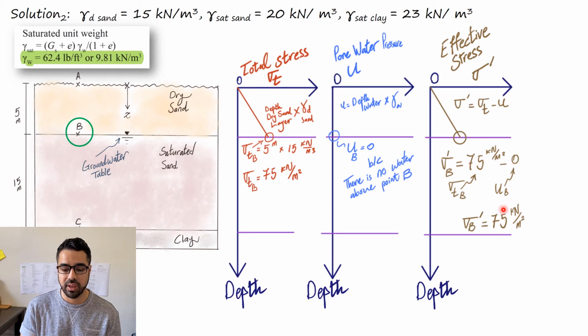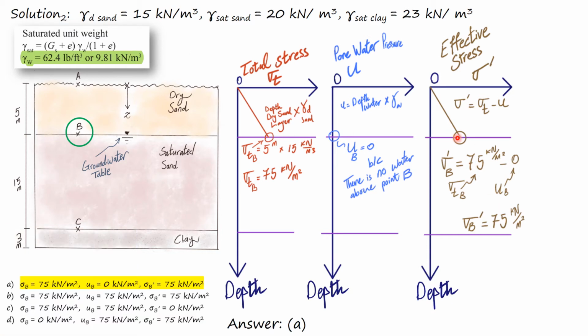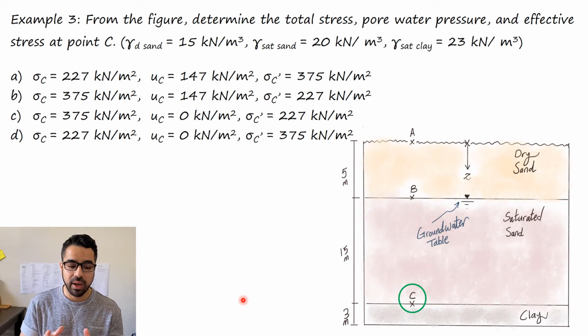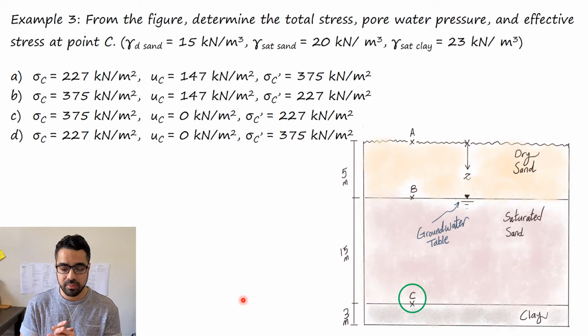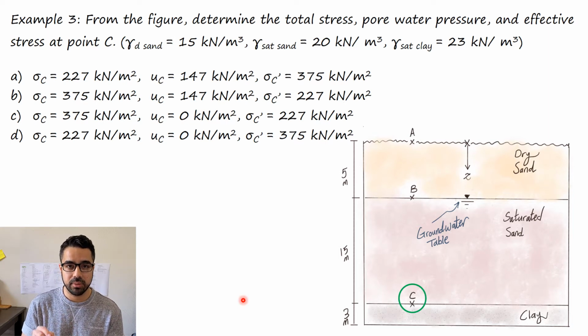75 minus 0, 75. So in this case, 75 total, 0.75, so it's going to be option A. Example 3, and the final one. So we have the same example, but this time we're trying to find stress at point C.